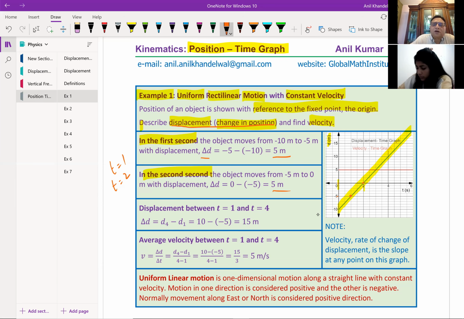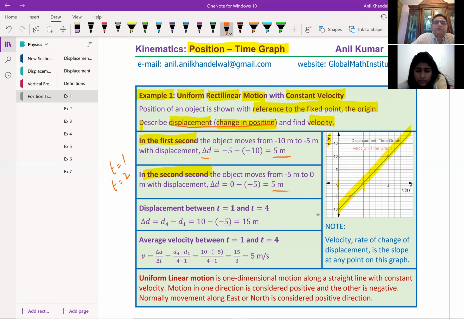Perfect. So that is how you can find displacement along this path for any interval of time. Correct? You can directly read the position. What is the position at t equals to 4? You can read from here, 10 meters. Correct? Likewise, you can also read the position from the graph.